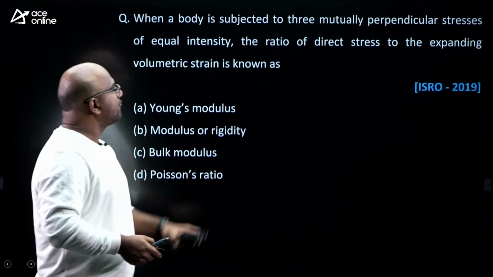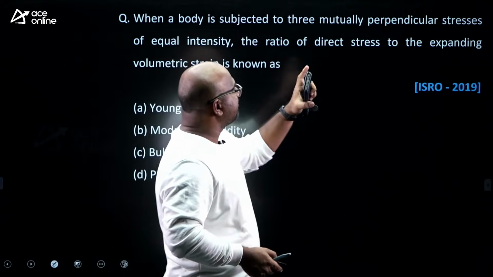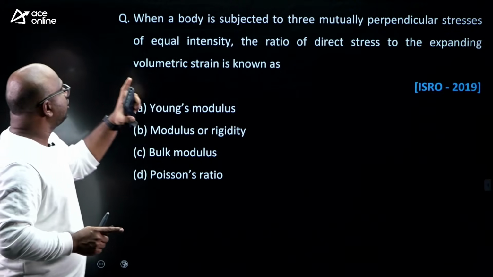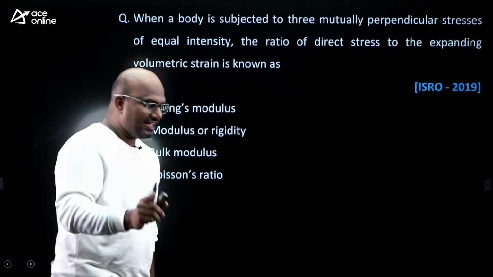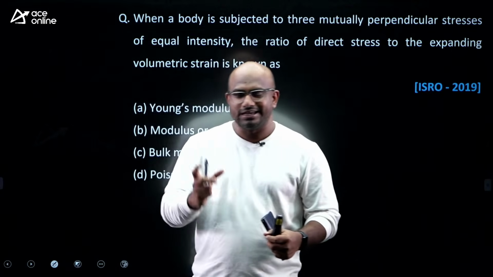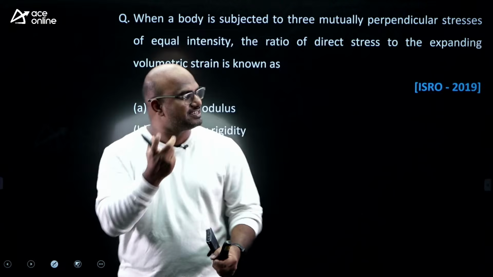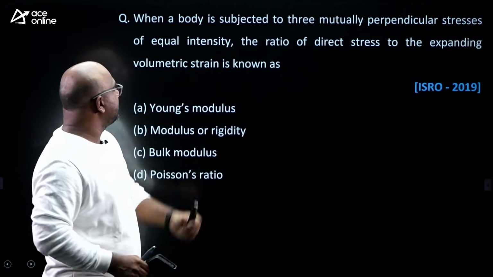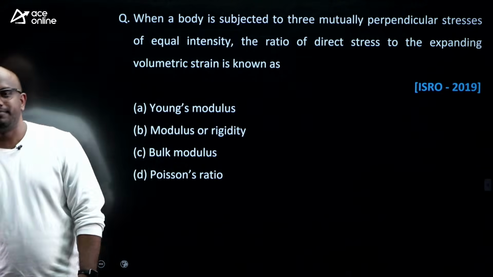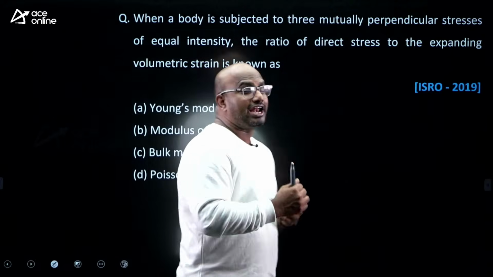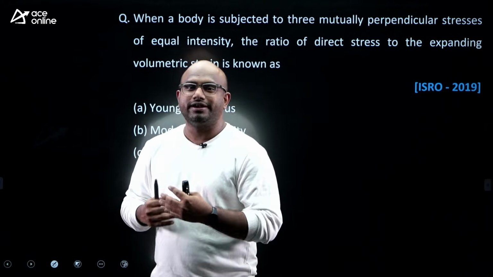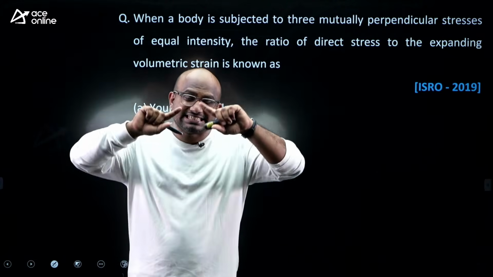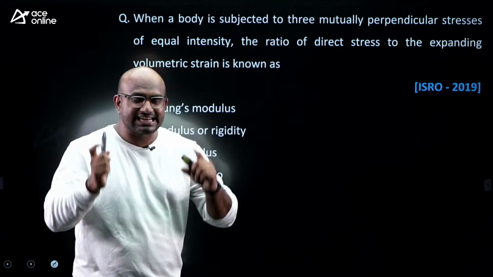Next, when a body is subjected to three mutually perpendicular stresses of equal intensity. Yes, guys, if a body is subjected to three equal stresses in all directions, then the ratio of direct stress to the volumetric strain is known as what exactly, sir? You remember, guys, when we defined the bulk modulus, I told you one term is called hydrostatic stress. What does hydrostatic stress mean? The stress is equal in all directions.